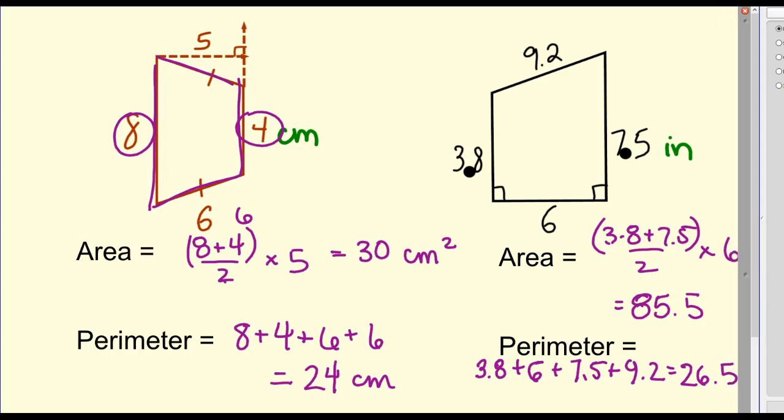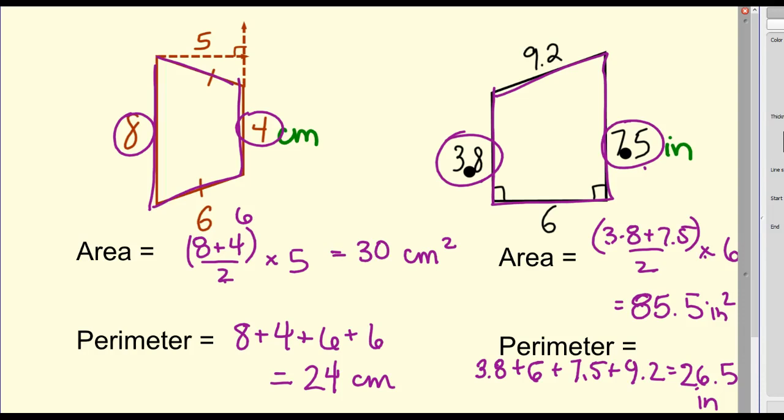And then in this one, area, base plus base. So now here are my two bases. Again, it's going sideways. Base plus base divided by 2. And then times the height, which is 6. So I added those up, divided by 2, and I got 85.5. Unit should be inches squared for area. And then perimeter. Add up the sides. 3.8 plus 6 plus 7.5 plus 9.2. And I got 26, label inches.